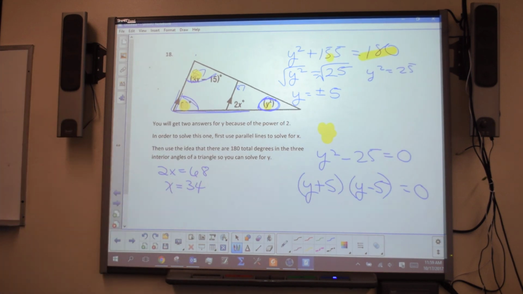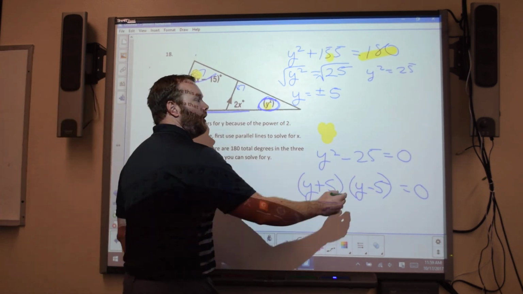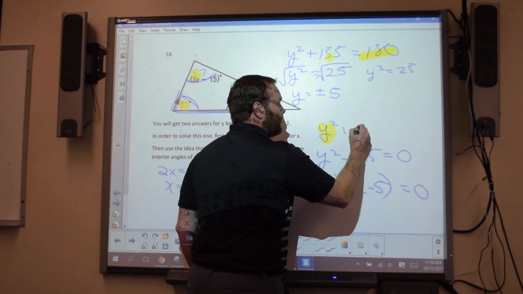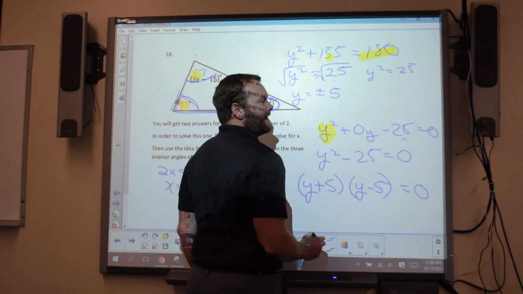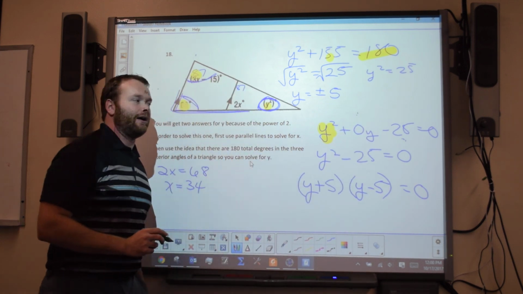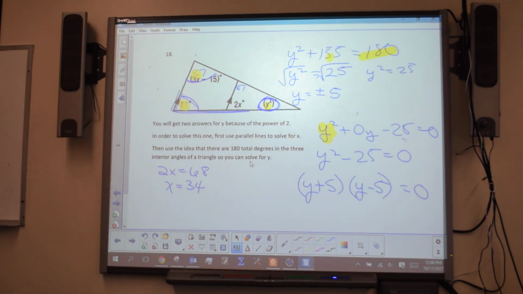If I solve those two individual equations, y plus 5 equals 0, y minus 5 equals 0, do I still get 5 and negative 5? Yeah. Yes. Okay. And the idea is that we're looking for two numbers that multiply together to give me negative 25 in that case, but add up to give me 0y. And 5 and negative 5 multiply together to give me negative 25, and they add up to give me 0. Okay? So there, you could have factored the way we saw that example yesterday in class.